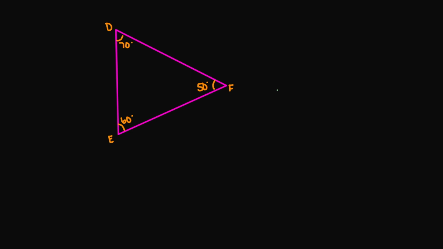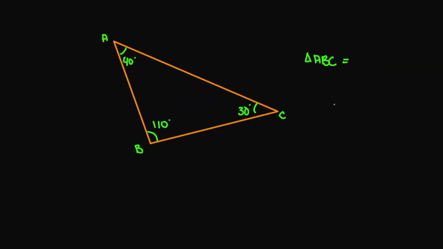This example here is an acute triangle because all my angles are less than 90 degrees. Let's look at this example here. In this example, this is an example of an obtuse triangle because one of my angles here is greater than 90 degrees. So this here is obtuse.